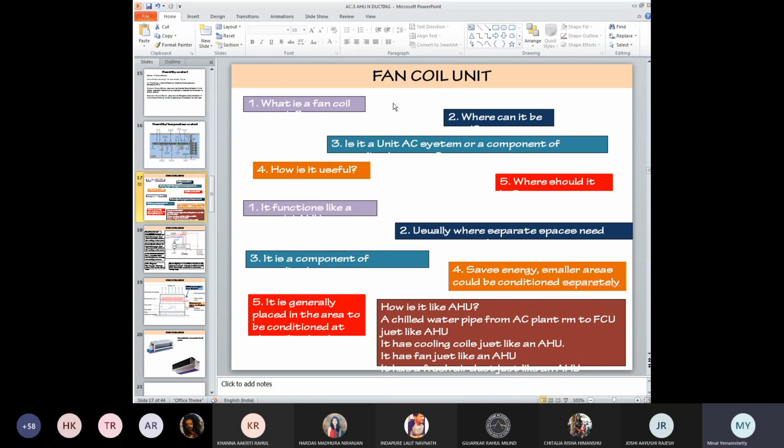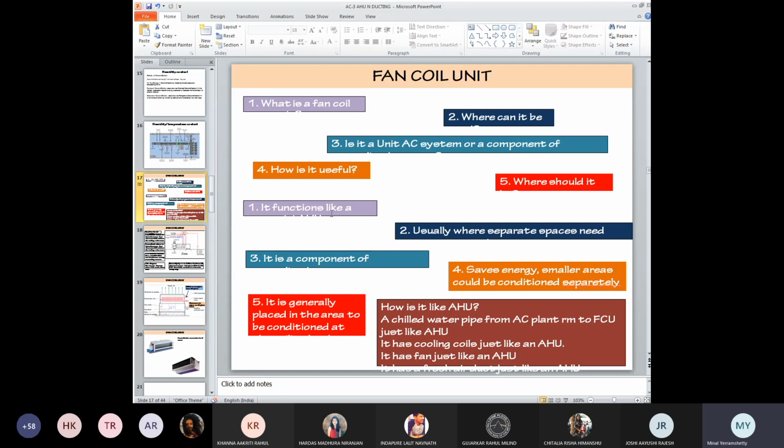What is it? Let's see. So these are some of the questions that come across. What is a fan coil? Where can it be? Is it a unit AC system or a component of an AC system? How is it useful and where should it be? Okay. Answers are also here.